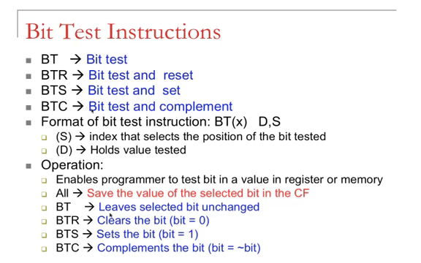Bit test, this plain bit test will leave the selected bit unchanged, whereas BTR will clear the bit. R means reset, will clear. BTS will set the bit, and BTC will invert the bit, will complement the bit. Let's look at a few examples.